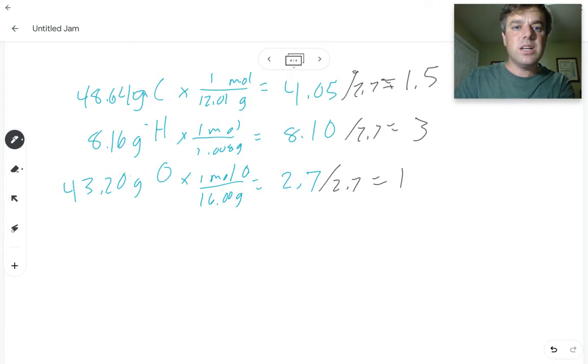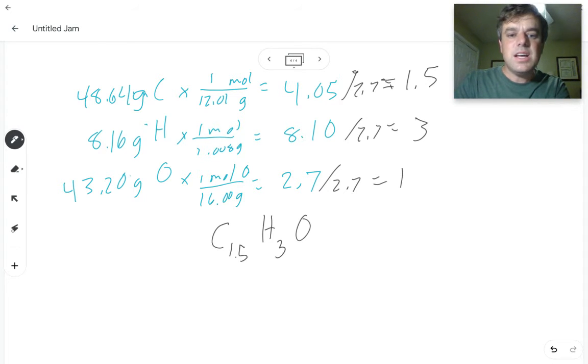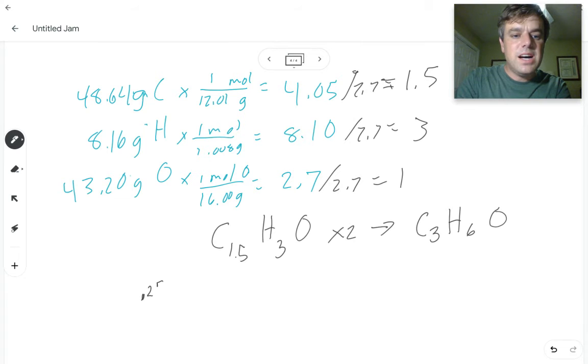So this is a case where our empirical formula looks like it's C1.5H3O. Well, you can't have fractions. You can't have a half or a third or a quarter of an atom. So we need to multiply everything by 2 to get rid of that decimal there, make it whole numbers. So that becomes C3H6O.